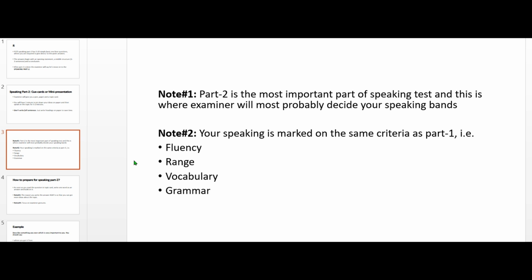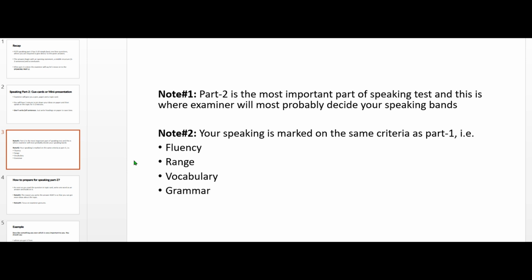Fluency, as in you cannot have a lot of gaps in your sentences while you're speaking. The range is whether you are able to connect the words and use compound sentences. Vocabulary is when you can present a diverse use of words across your sentences. And the grammar is whether you're using the correct grammar.